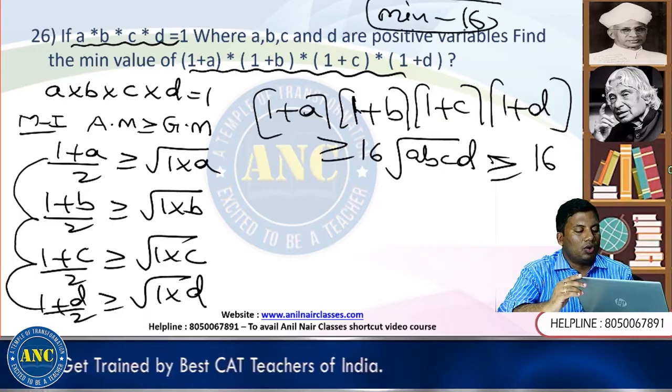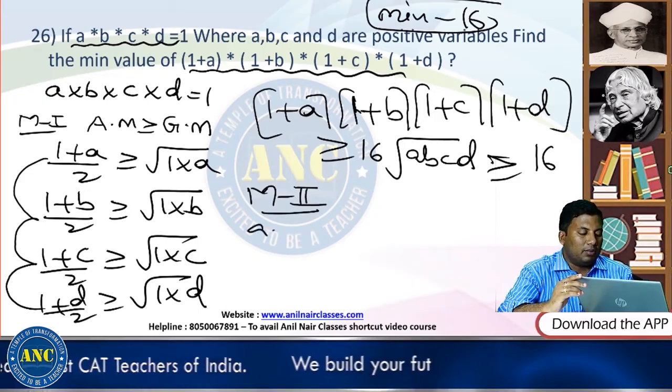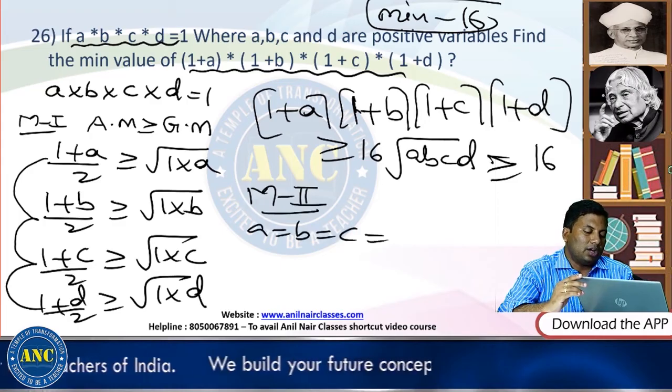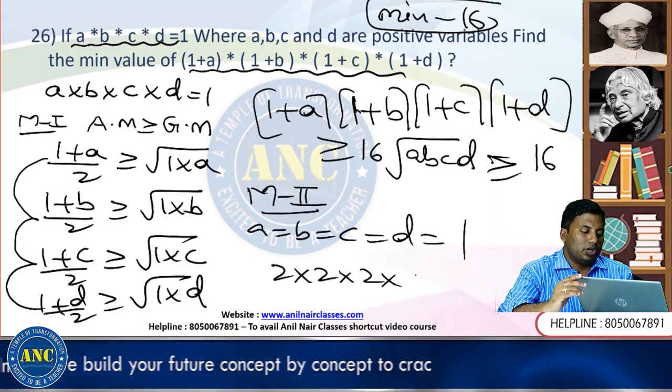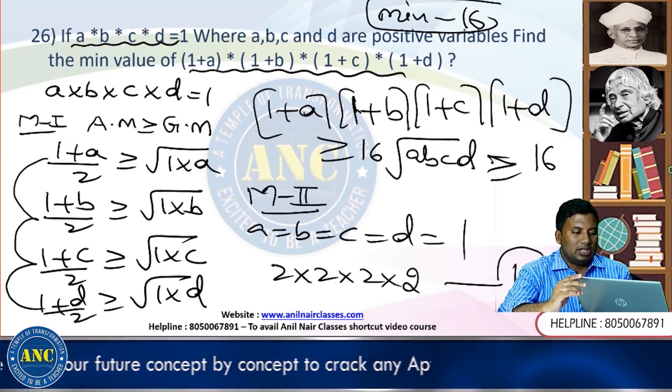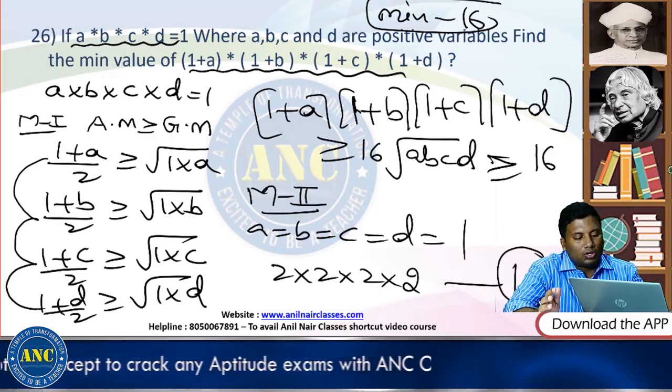You don't need to do all this. Method 2, directly the minimum will be when the variables are equal. A equals B equals C equals D equals 1. 2 into 2 into 2 into 2. The answer is 16. Directly you will get this answer.